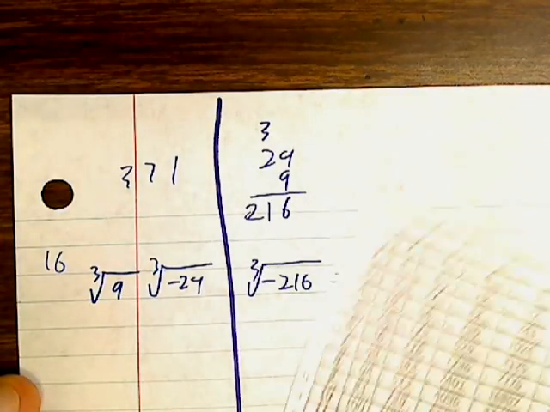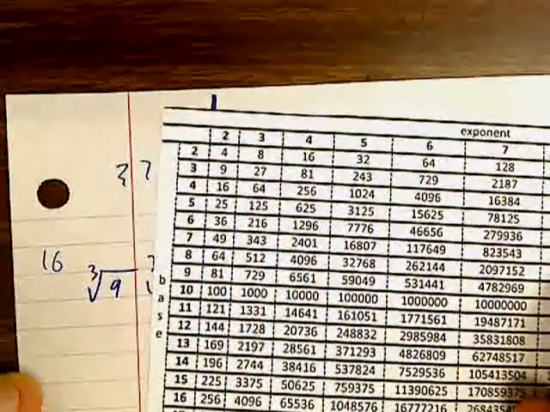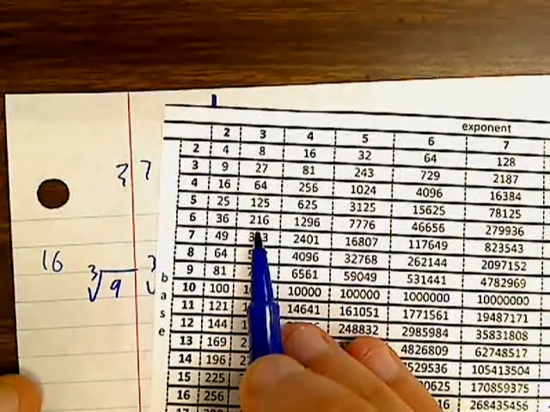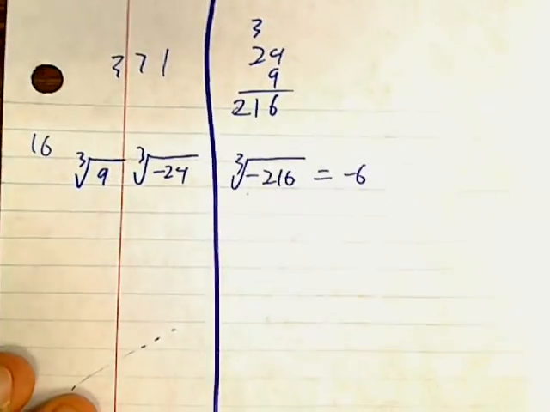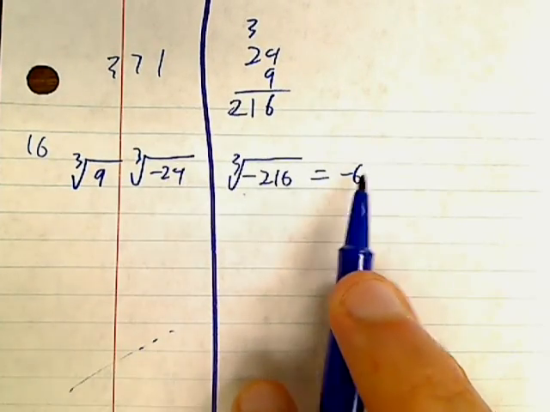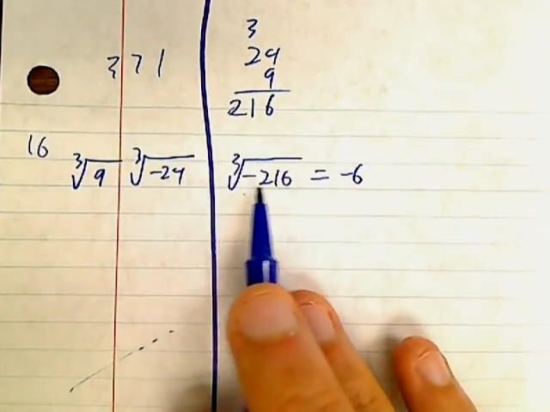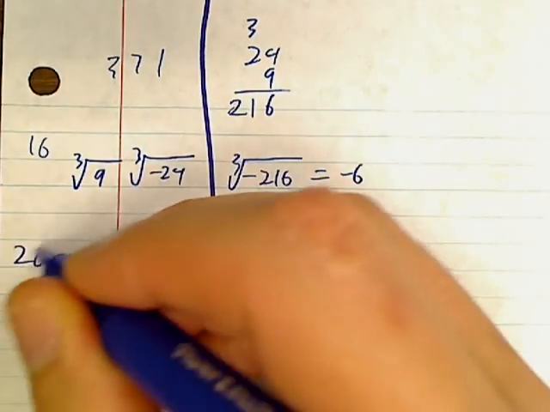Okay, that goes evenly. I have my power chart. I look on my power chart. There's 216. The third root of 216 is just 6. Because it was negative, it stays negative. Does that work out? Negative 6 times negative 6 times negative 6? Yes. That gives me a negative 216, so that's good.